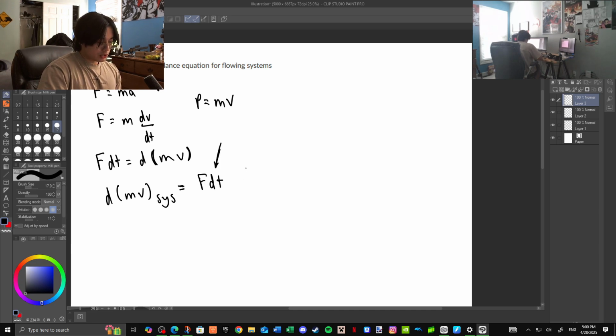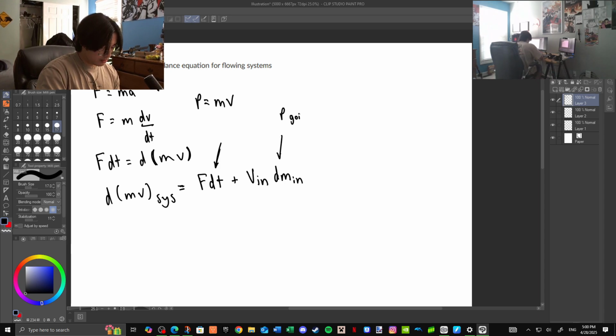But in a momentum system, we can add momentum as well. And so again, momentum is m times v. So in this case, there will be a velocity going into the system times a mass also going into the system, but that mass can differ. So we have to write that as d of the mass going in, right? So this is momentum going in.